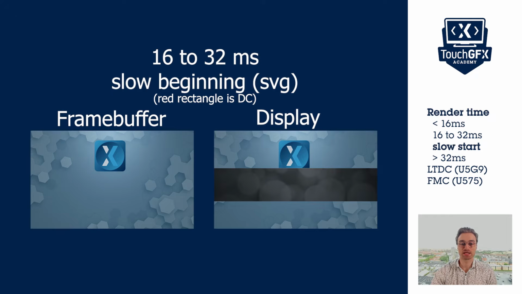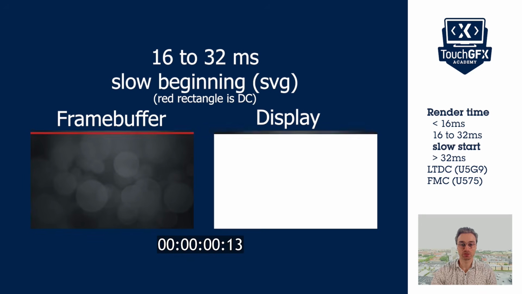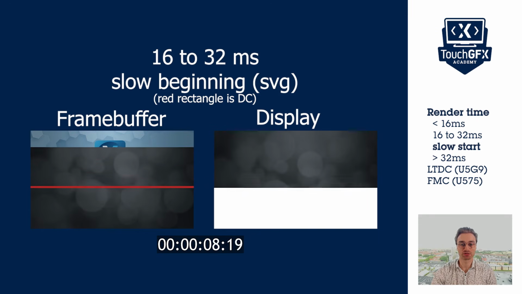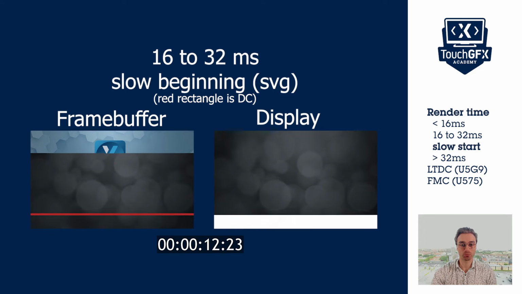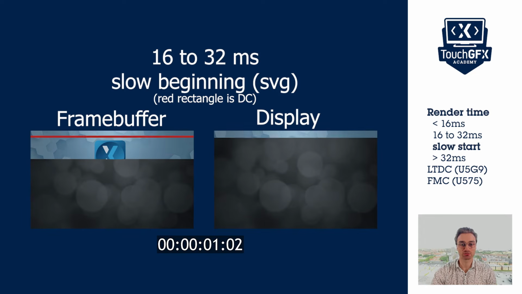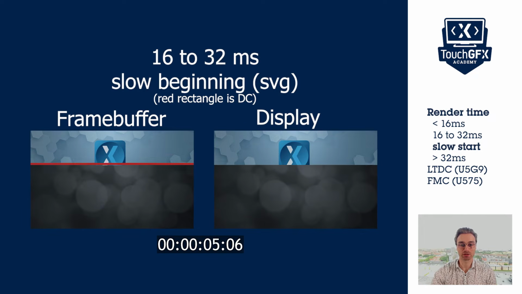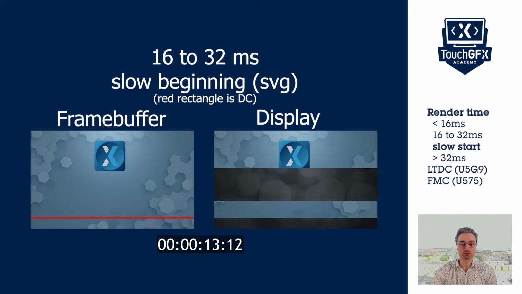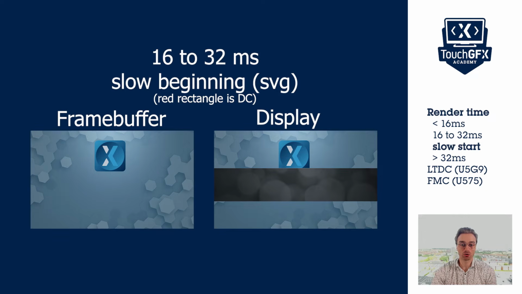Let's have a look at this case. We see a fast rendering, but now it's starting to slow down because we have to render the SVG. Then the DC line will catch up, and as soon as it crosses the render line, we will have tearing. This is why we recommend to not use heavy assets in single frame buffer strategy without DRAM, or to thoroughly test your GUI before.